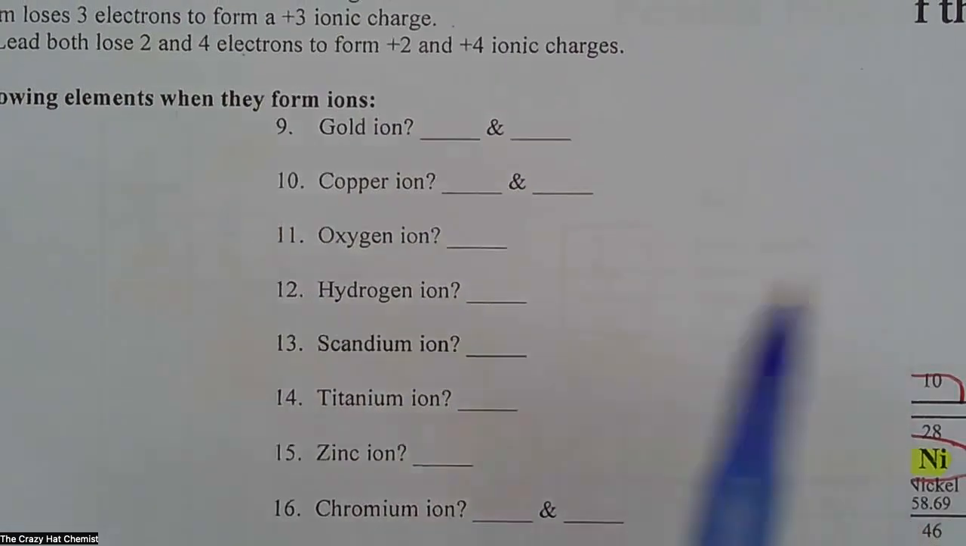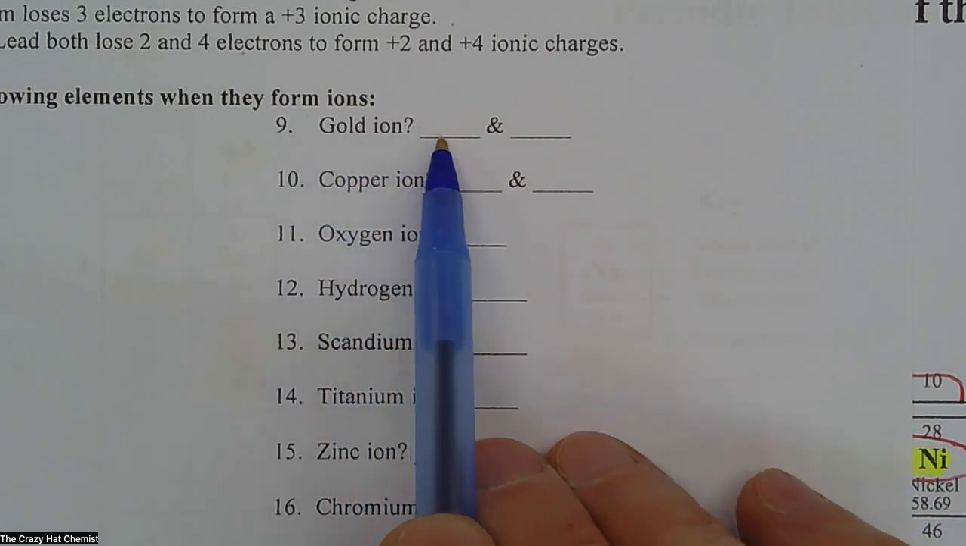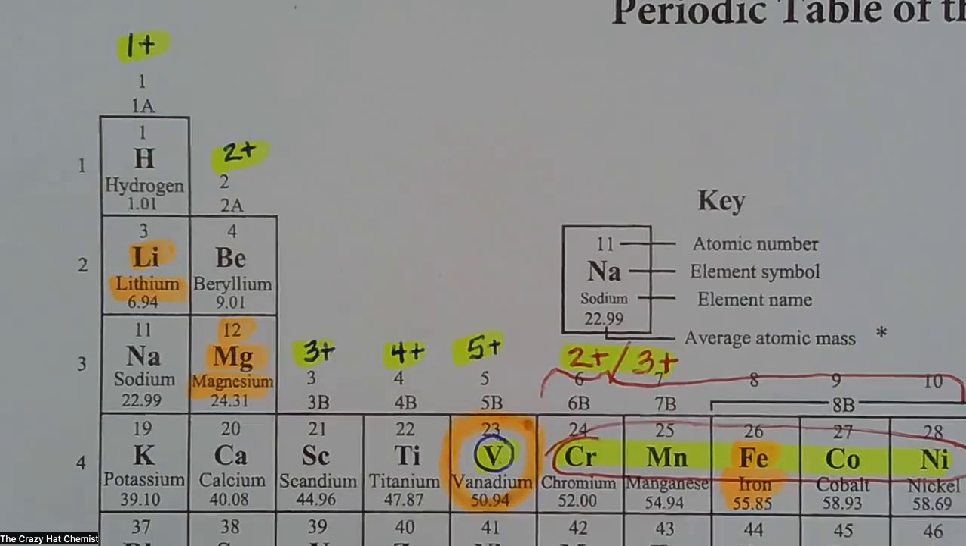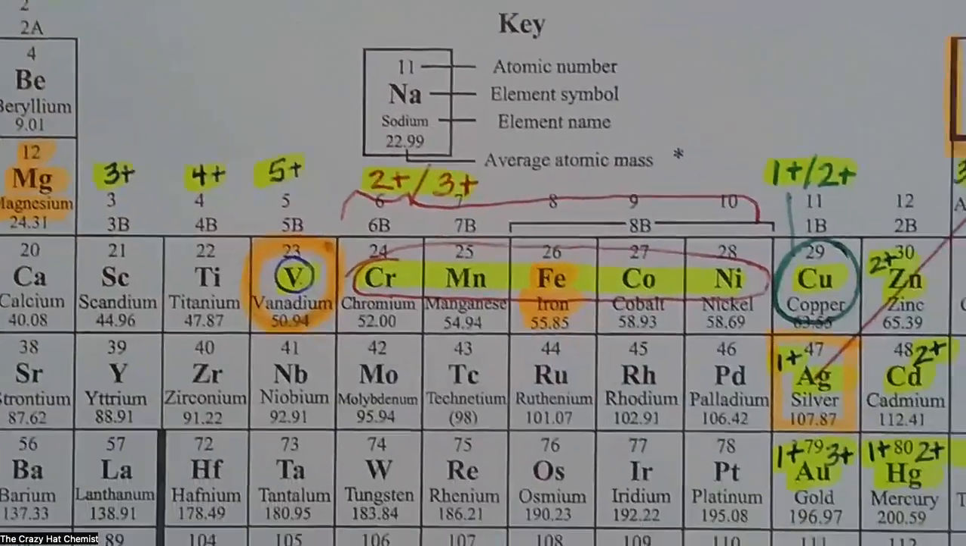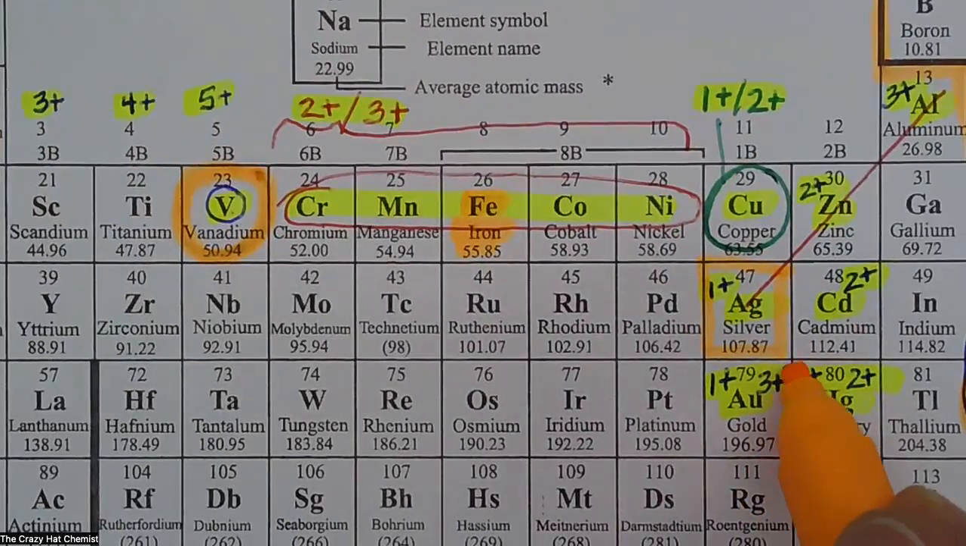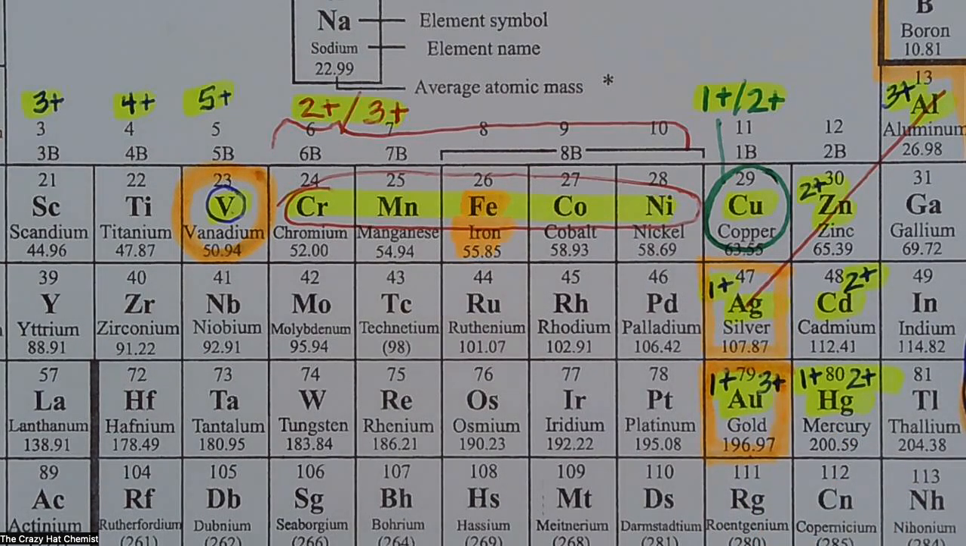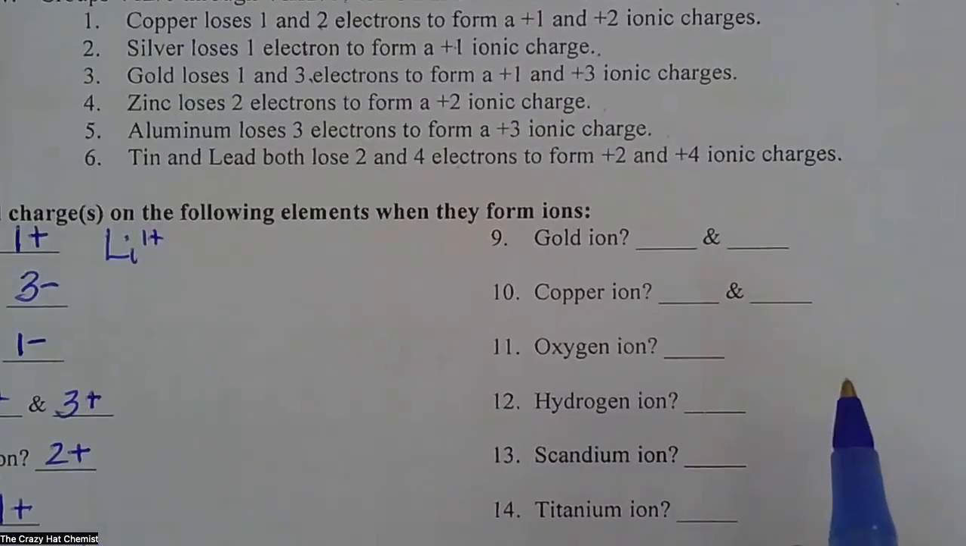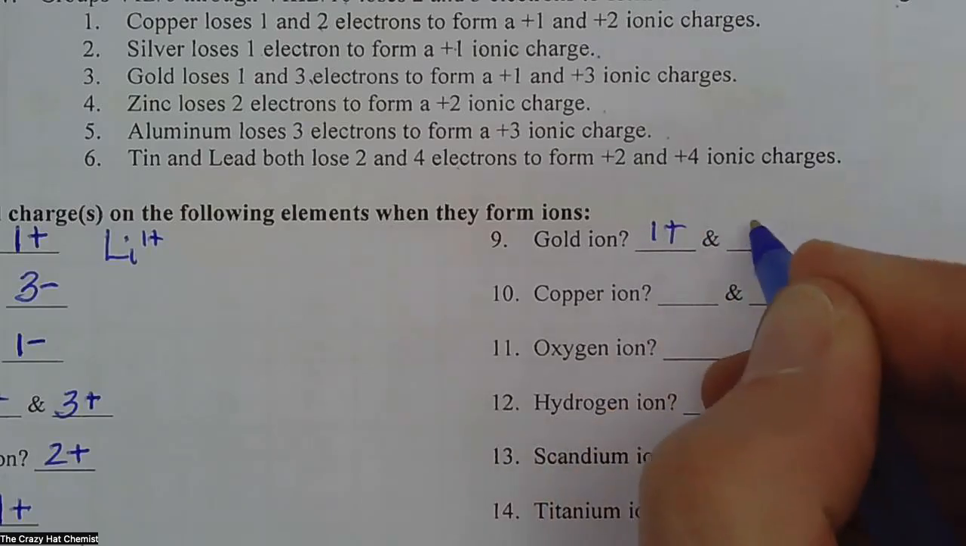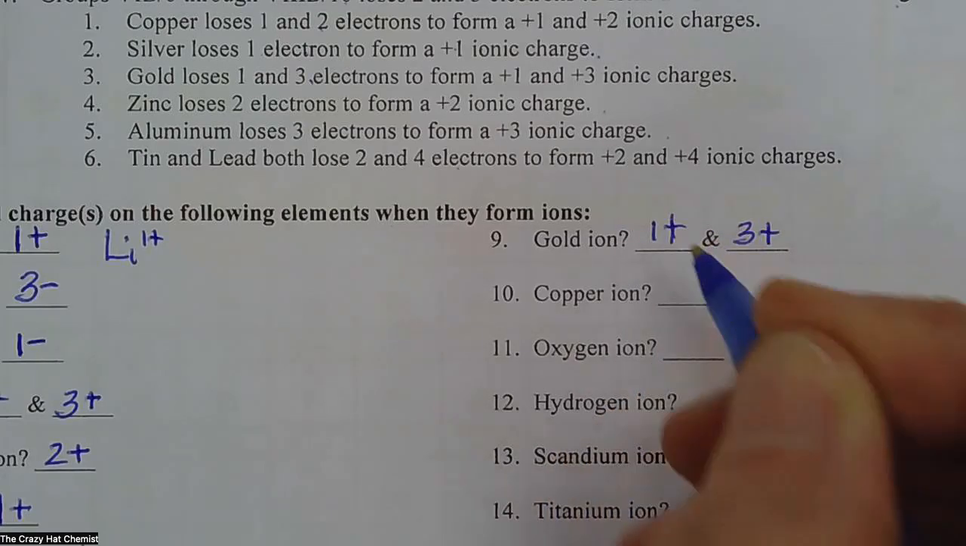And here we go. What's the charge on the gold ion? And it appears, again, there are 2 of them. So let's find gold on our periodic table. Here is gold right here. That's Au. Okay, gold has a 1+ and a 3+ charge. So gold has a 1+ and a 3+ charge.